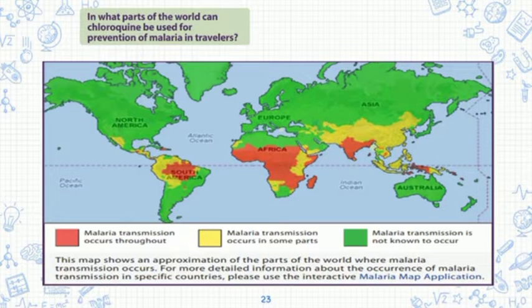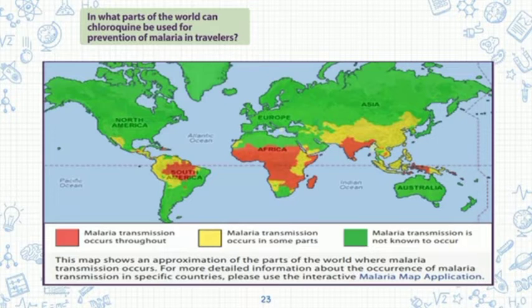So we have here a question. In what parts of the world can chloroquine be used for prevention of malaria in travelers? So we have here a map that shows an approximation of the parts of the world where malaria transmission occurs. And we have three indications. Red being malaria transmission occurs throughout, meaning malaria transmission happens in the whole country or area. So the yellow indicates that malaria transmission occurs in some parts.